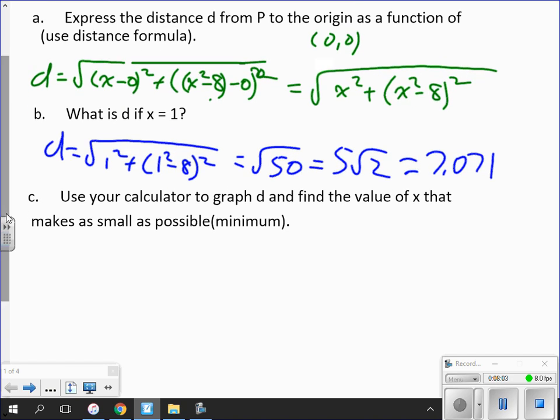part C. Use your calculator to graph D, graph that equation, and find the value of x that makes it as small as possible. What is the x coordinate that makes this as close to the origin as it will ever be? No! You've got to plug it in and find it out. Graph that. Find a minimum using your calculator. If you guess, you will get it wrong. The only way the distance will be 0 is if that graph passes through the origin. That graph does not pass through the origin.